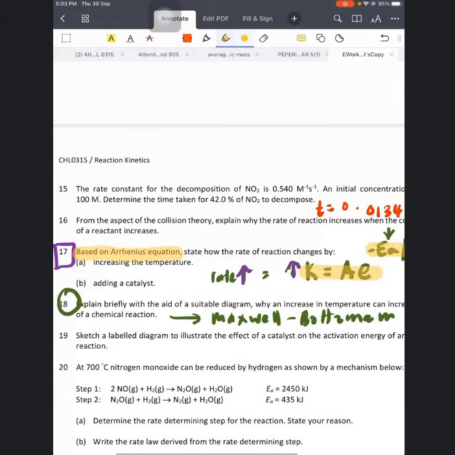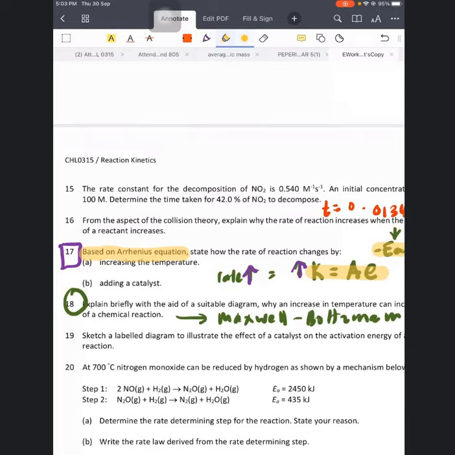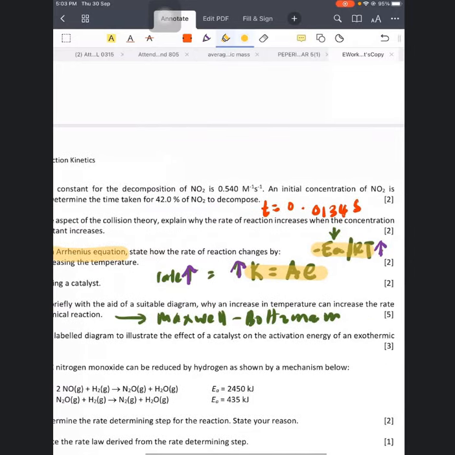Lepas tu dia kata explain in terms of increasing the temperature. So kita dah tengok tadi kan. Kalau kita increase the temperature, then the value of K increases. Value of K increases, makanya rates of reaction increases. So you all explain macam tu je. Okay, when the temperature increases, according to Arrhenius equation, the value of K also increases, thus the rates of reaction increases. So it will be as simple as that sahaja.